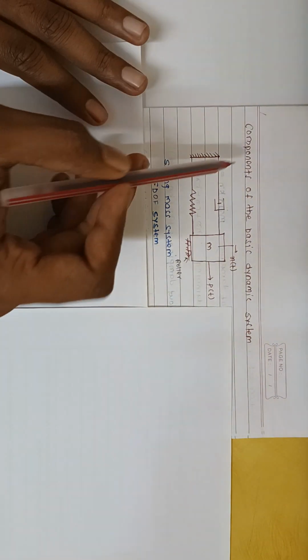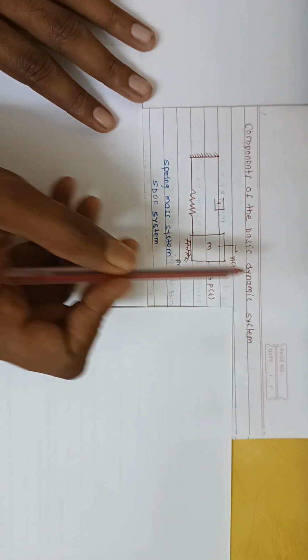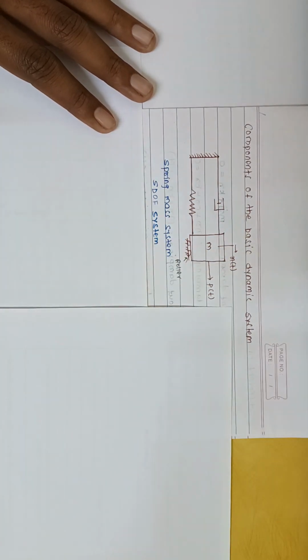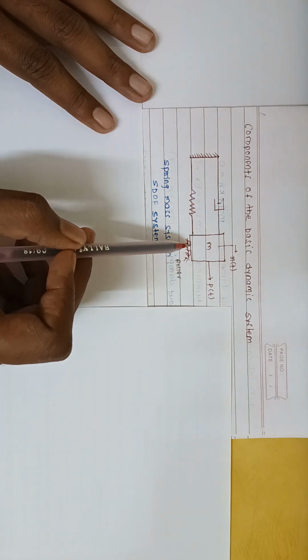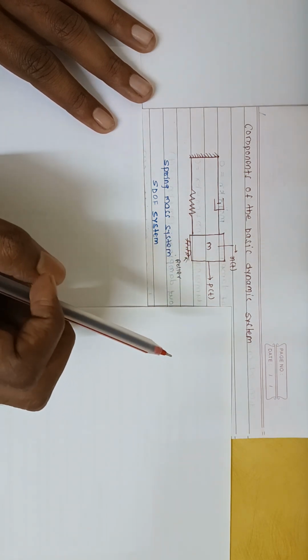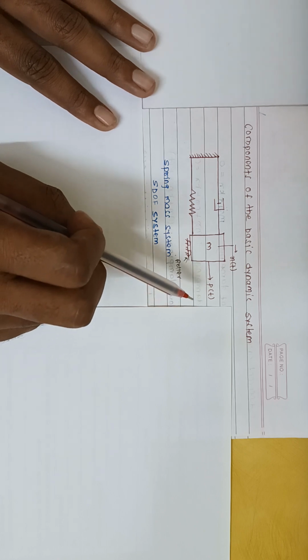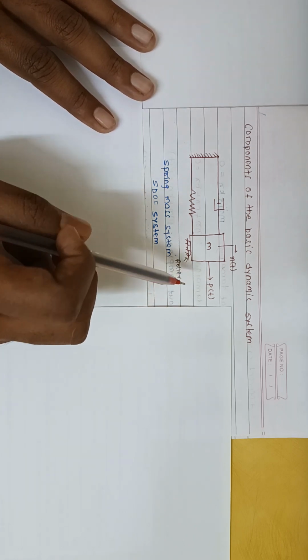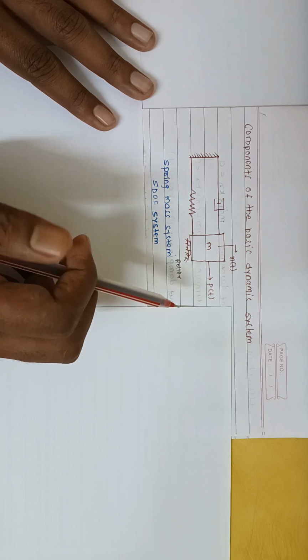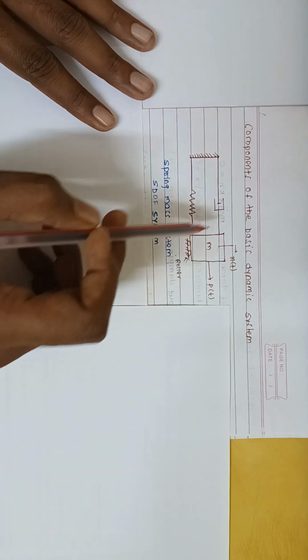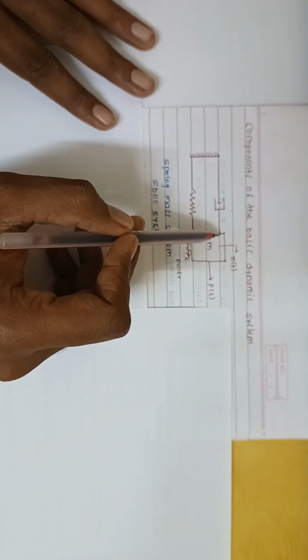In this video, we are going to study the components of a basic dynamic system. This is for a single degree of freedom system. I have made one video that explains what is degree of freedom, what is single degree, what is two degree, and what is multiple degree of freedom system. So you can watch that video so that this concept will be easy for you.